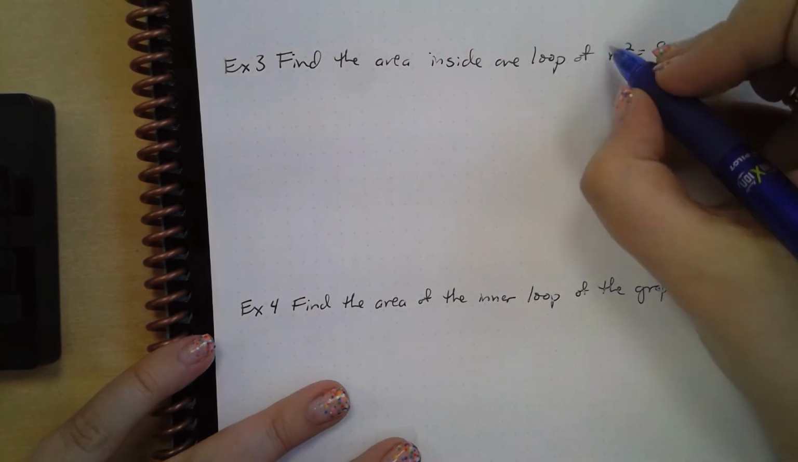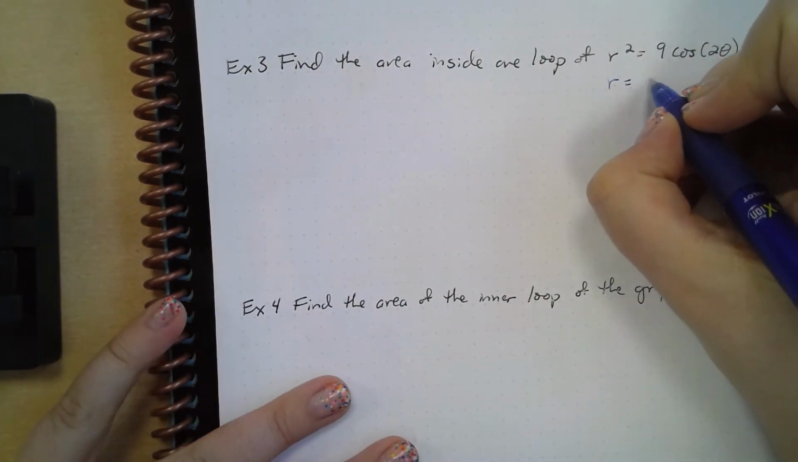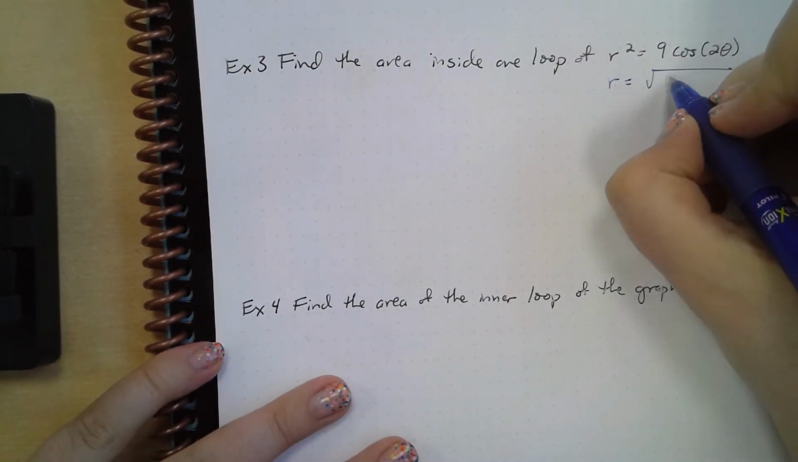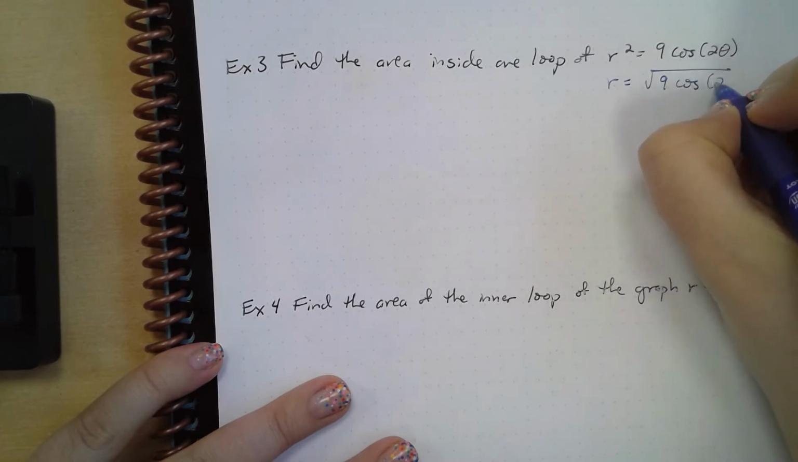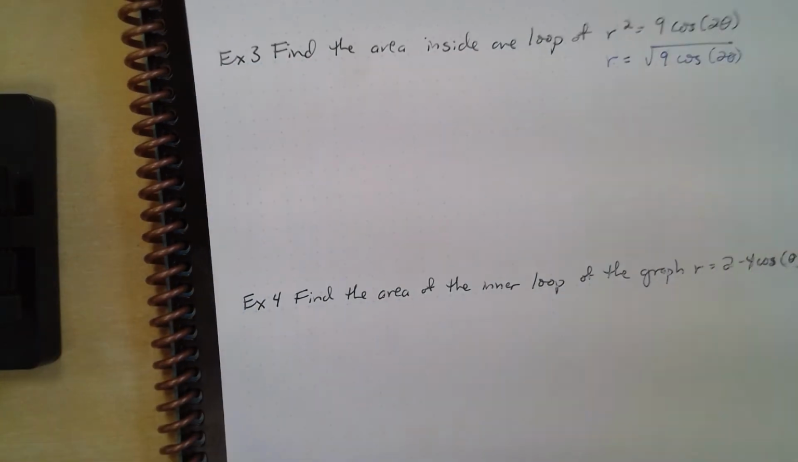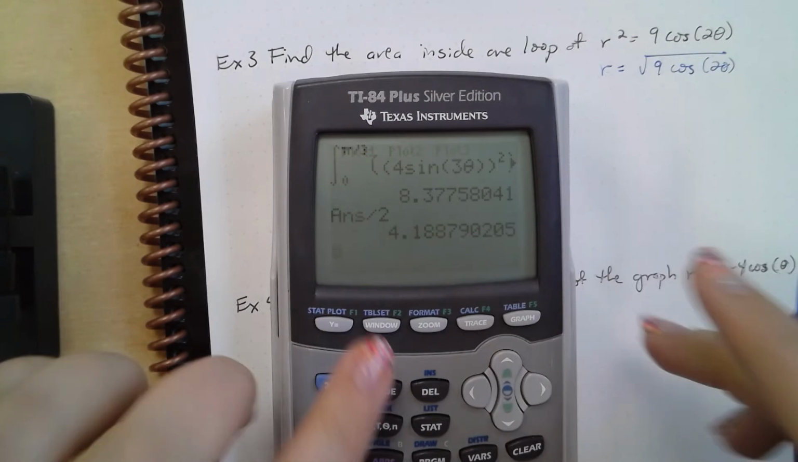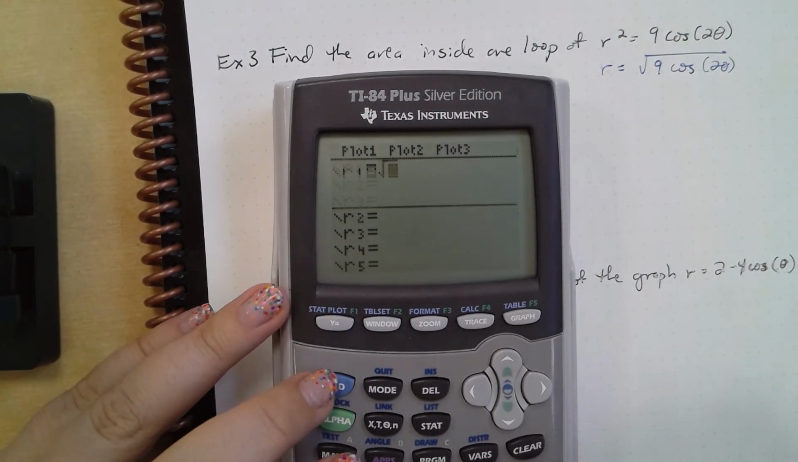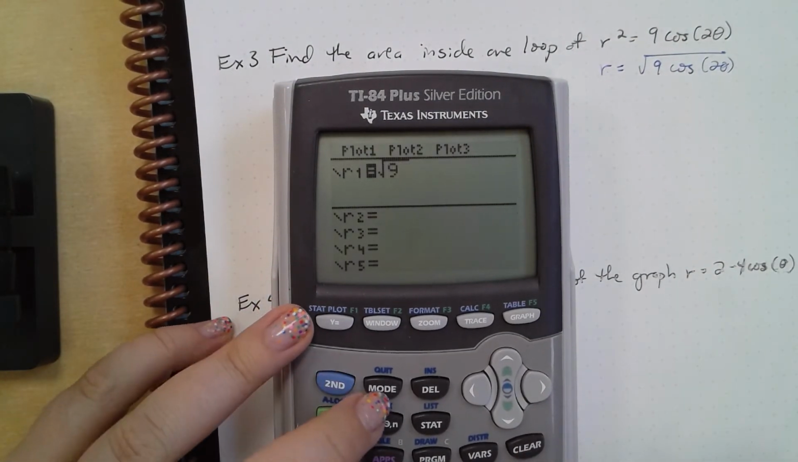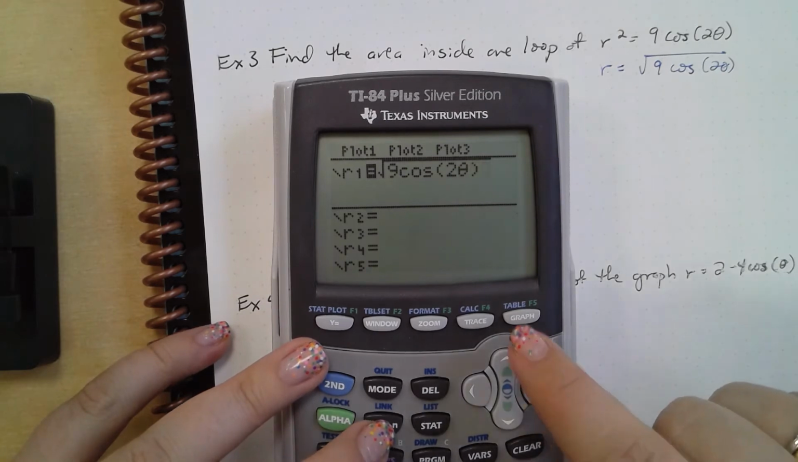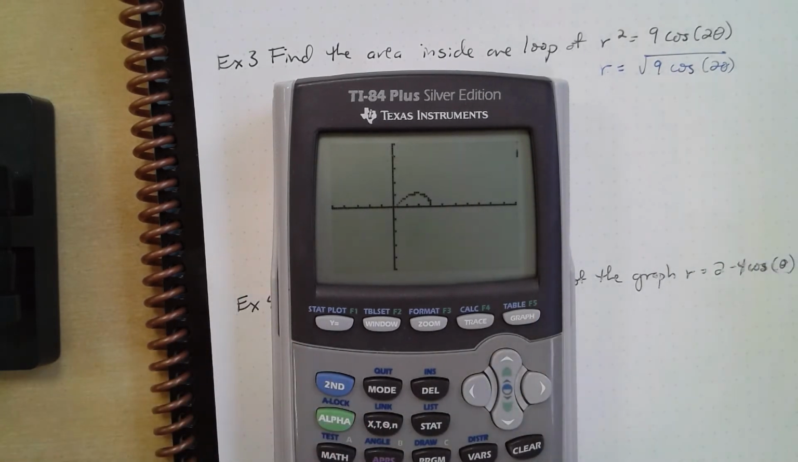Okay, well, first thing we have to do is rewrite r. r is going to be the square root of 9 cosine 2 theta. And so let's graph that and see what we get here. If I graph that, looks like I'm going to have, oh, that's very interesting, kind of a bow or an infinity symbol there, right? That's beautiful.